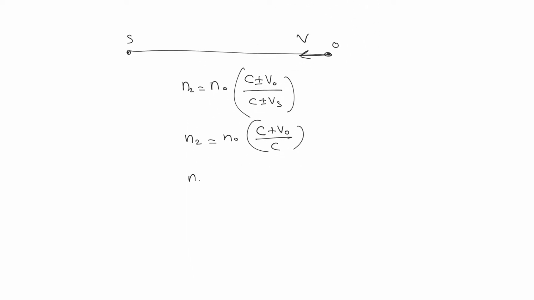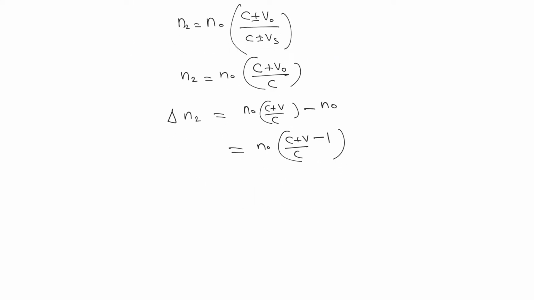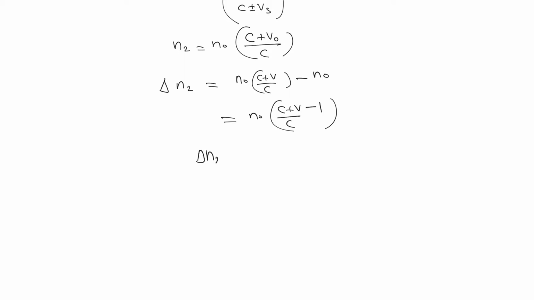The change in apparent frequency is final frequency, which is more than the initial, so we write final minus initial. The final frequency is n0 into c plus v divided by c, and the initial frequency is n0. Taking n0 common, we write c plus v by c minus 1. So the value of delta n2 is equal to n0 into c plus v minus c divided by c, or n0 into v divided by c. That is the value of delta n2.